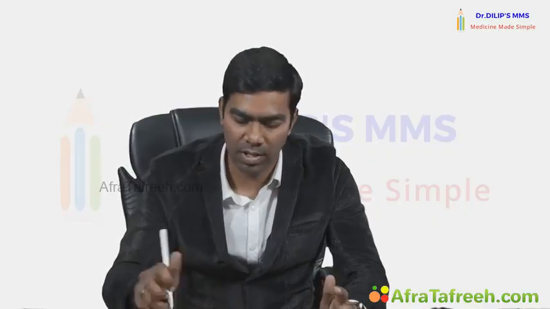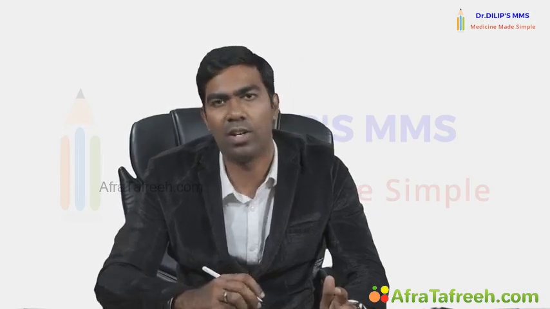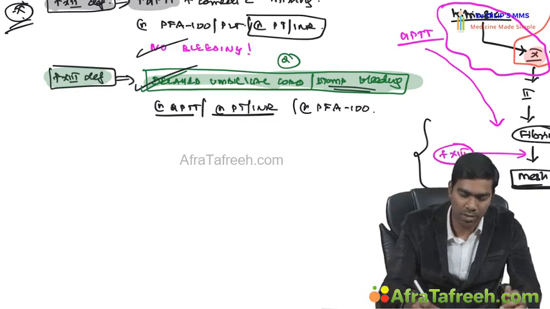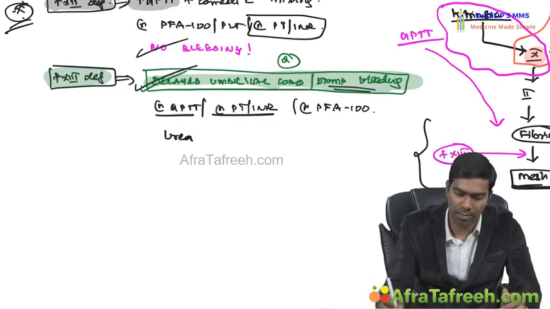That is the reason why PT, INR, APTT, all these things tend to be normal in this condition, factor 13 deficiency. So how will you diagnose this factor 13 deficiency is a $1 million question. We are going to use something called a urea clot lysis time.